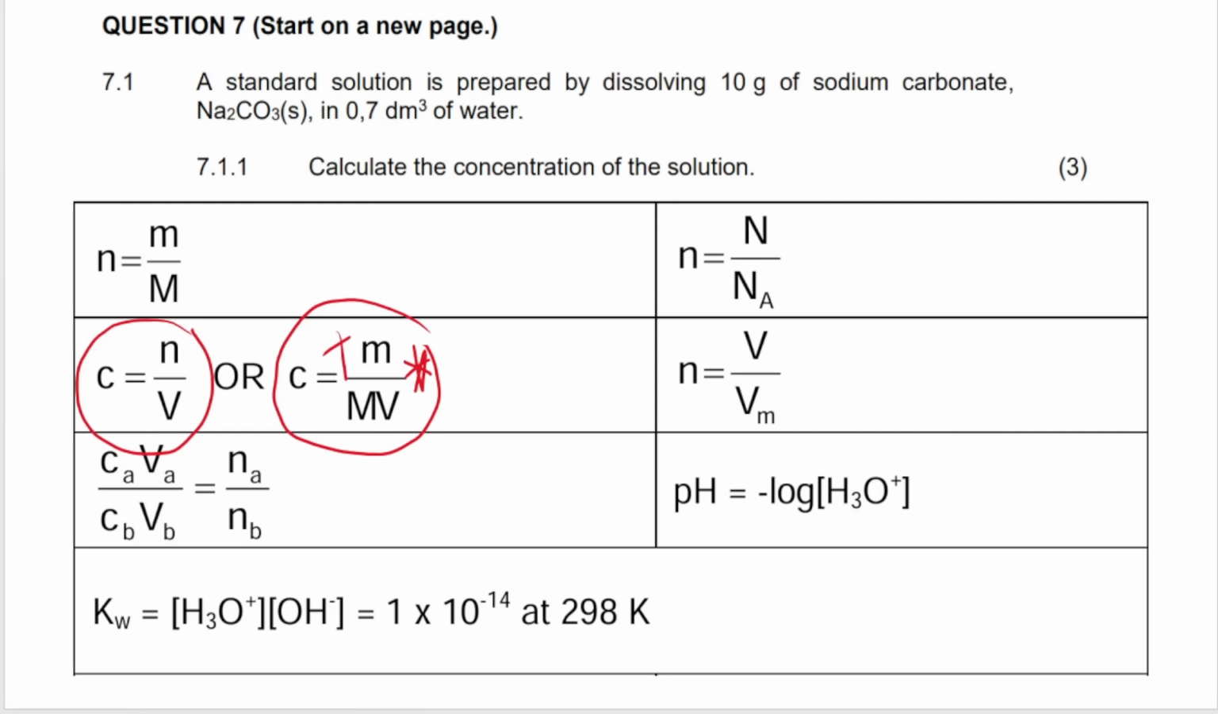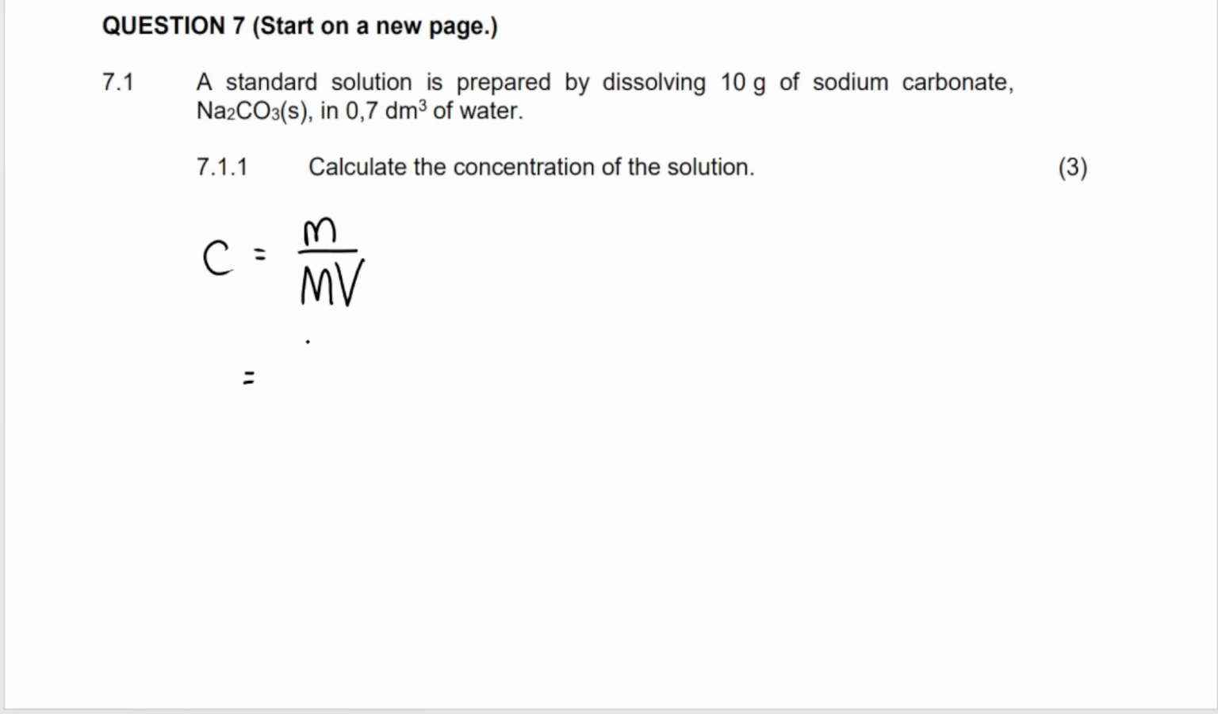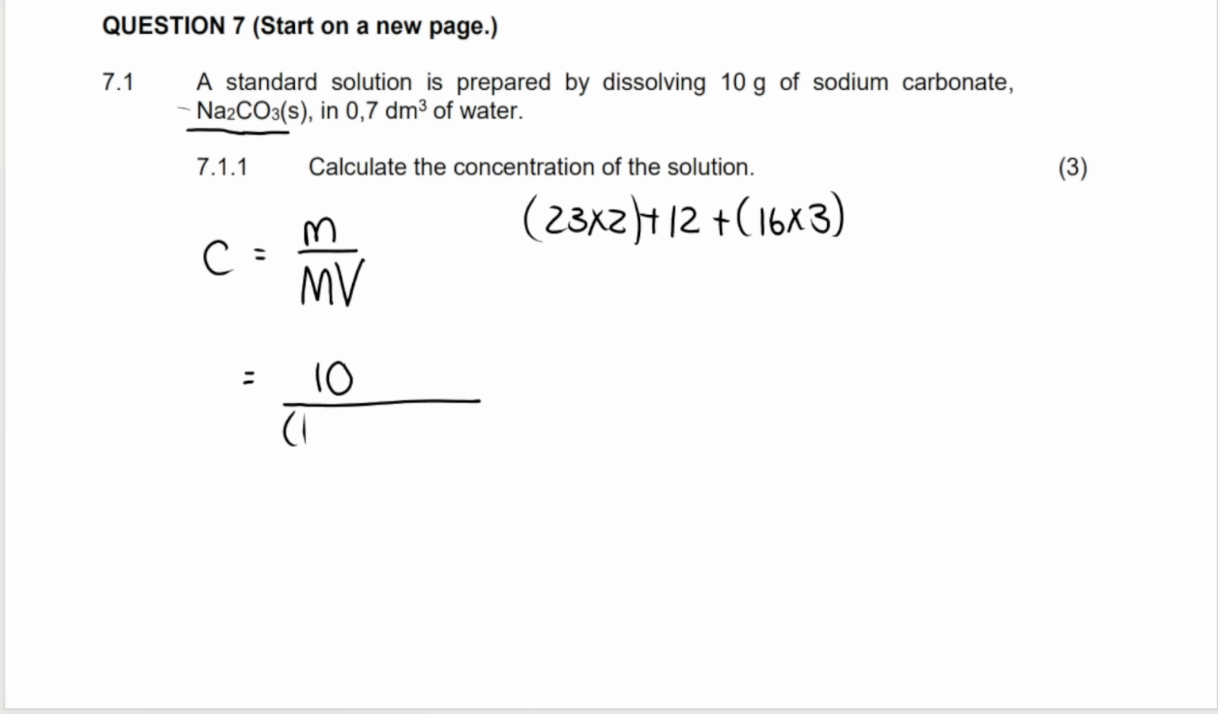This formula, essentially the one that I'm showing you now, is a combination of these two. So I'm going to use this formula. We then substitute, so blank formula first, then 10 grams. My molar mass, remember it's Na2CO3, so it's 23 times 2, that's the sodium, plus 12 for the carbon, plus 16 times 3 for the oxygen. I get 106 as my molar mass, and my volume must be in cubic decimeters, and it is, so 0.7.